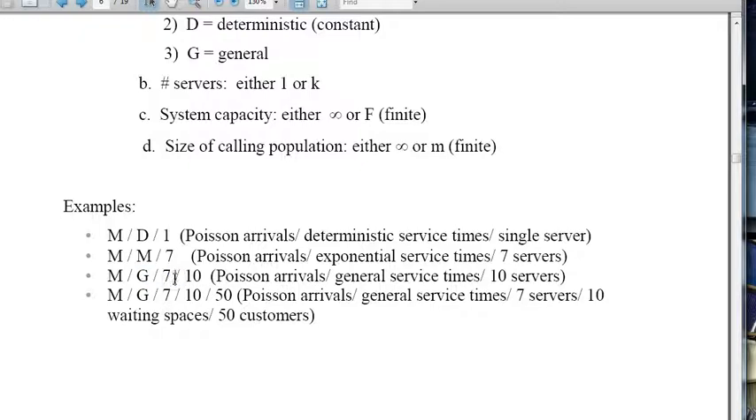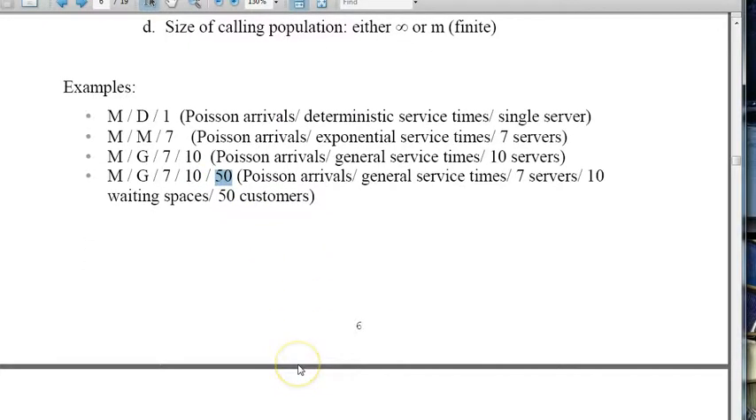Oops, what did I do here? There should be no 7 here, just 10 servers. But anyway, in this case it will be 7 servers and 10 waiting spaces. And MG7 1050 means I have Poisson arrivals, general service time, 7 servers, 10 waiting spaces, and 50 customers that can arrive at the system. Okay.